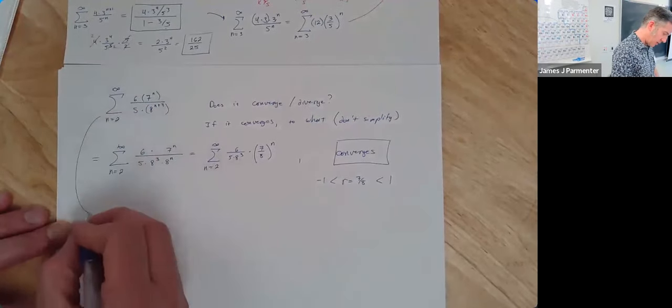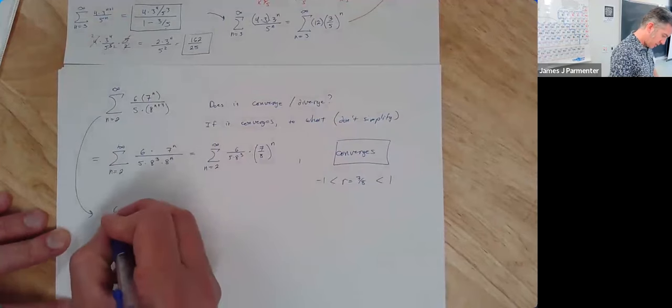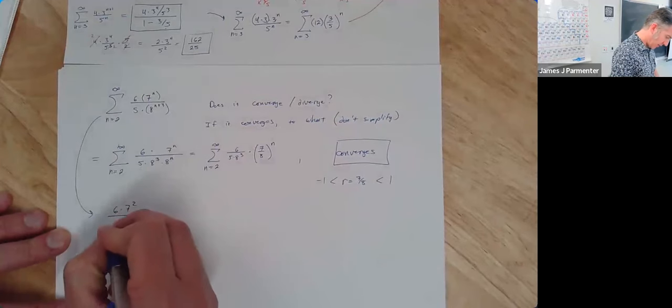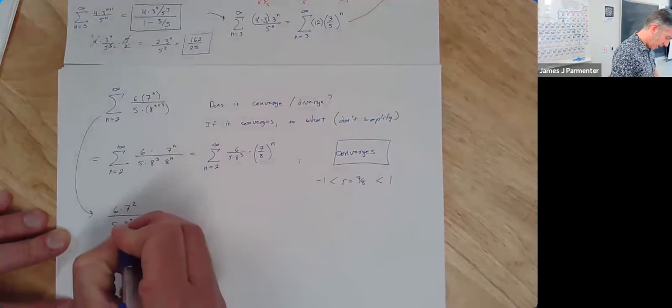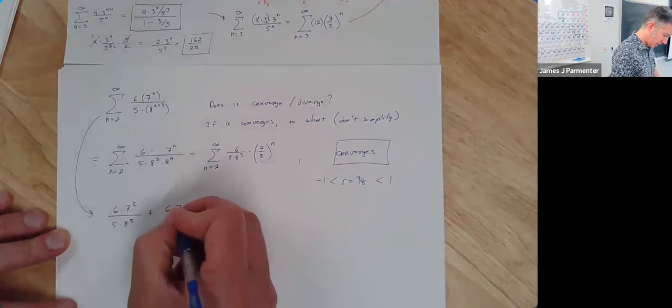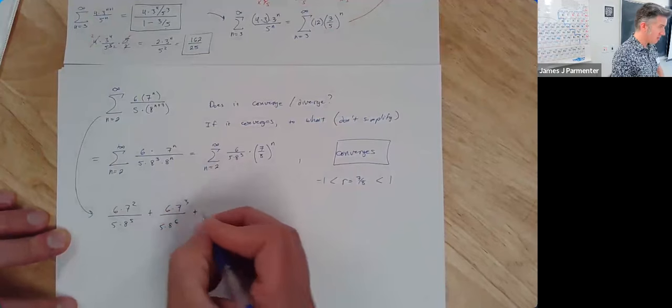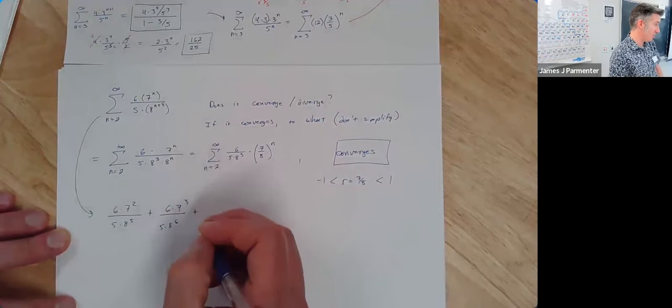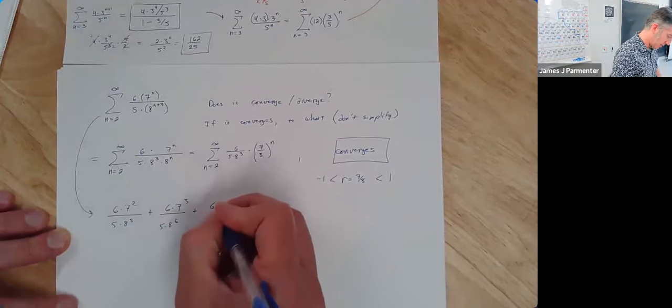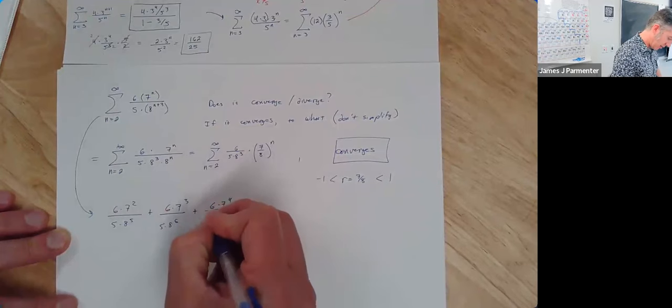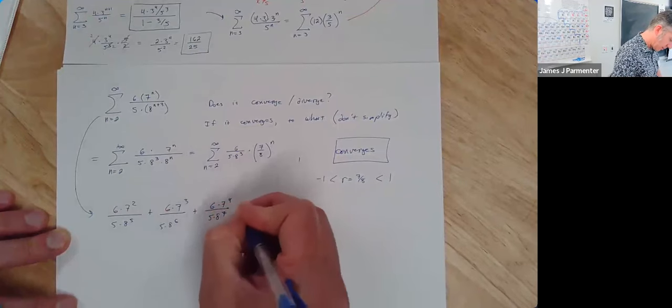So, we can also write out terms. My first term would be 6 times 7 squared over 5 times 8 to the fifth. And then my next term would be 6 times 7 cubed over 5 times 8 to the sixth. We can see that the only thing really changing is the power of 7 and 8 are both increasing by 1 each time. The next one's going to be 6 times 7 to the 4th divided by 5 times 8 to the 7th.